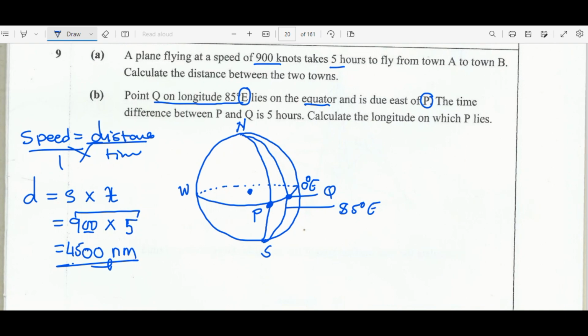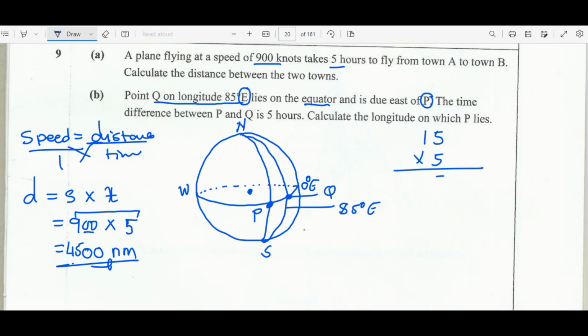Now, if you look at the question, we are given the time difference between P and Q. So how can we use the time difference to calculate the longitude on which P lies? We are going to use the number of hours to find the difference in longitude. Remember, if you are converting from degrees into time difference, we divide by 15. If you are converting hours back to degrees, you multiply by 15. So that's a pattern. So say 15 times 5.